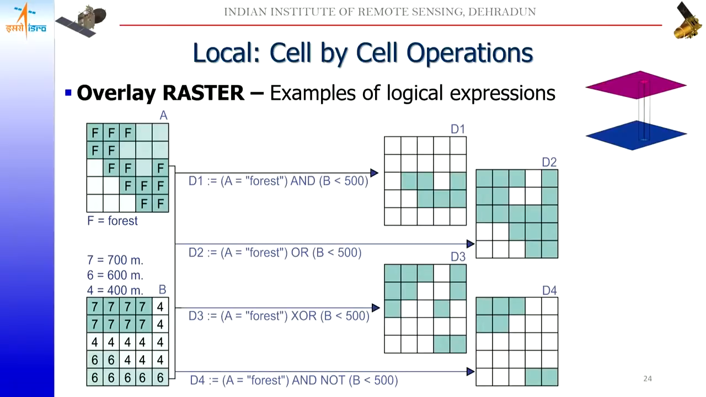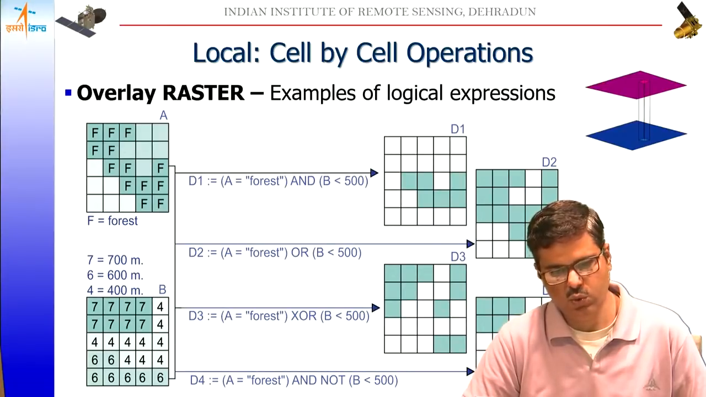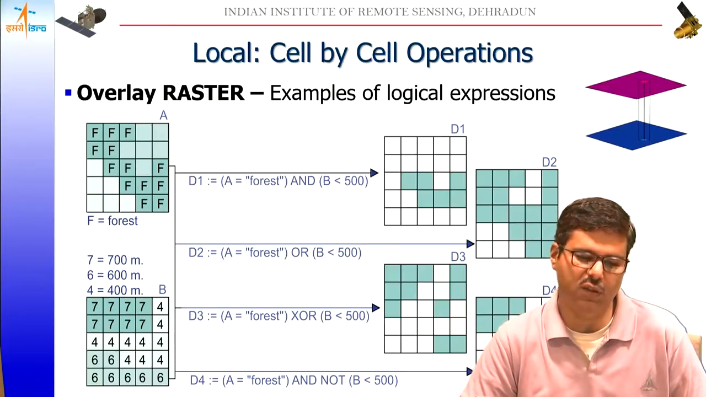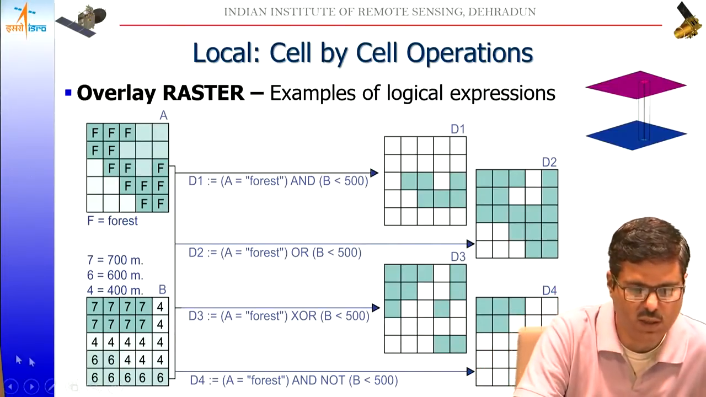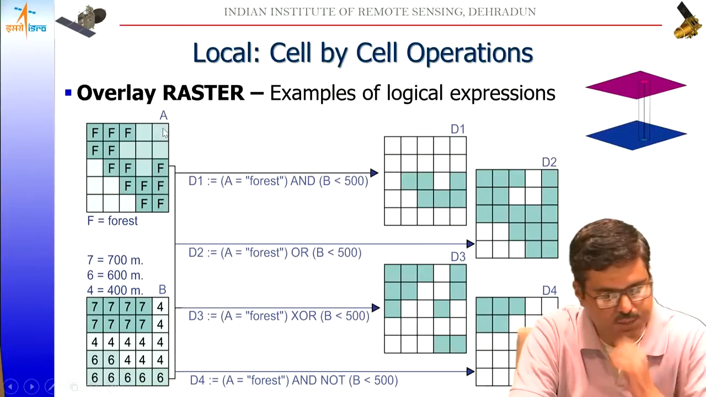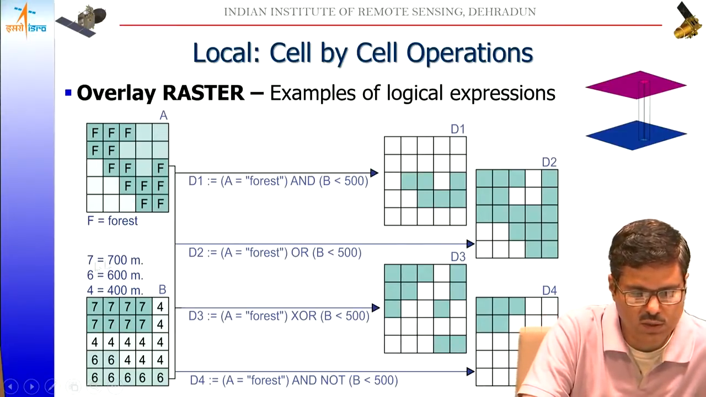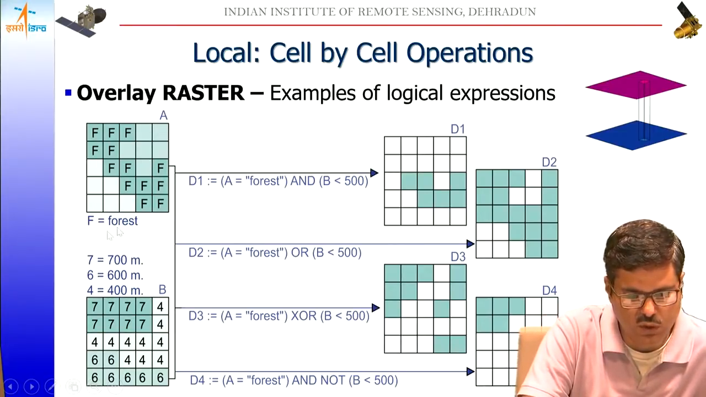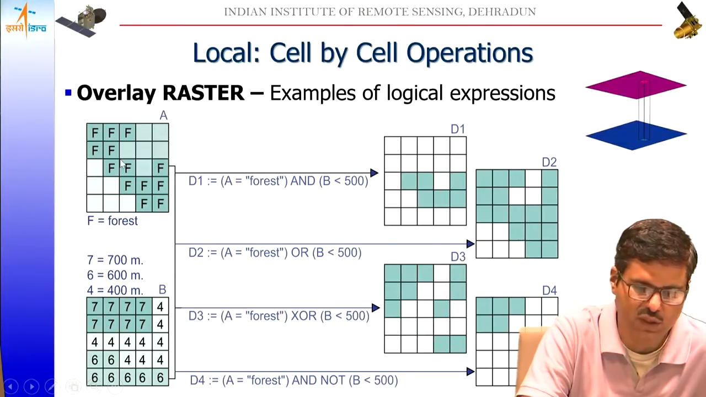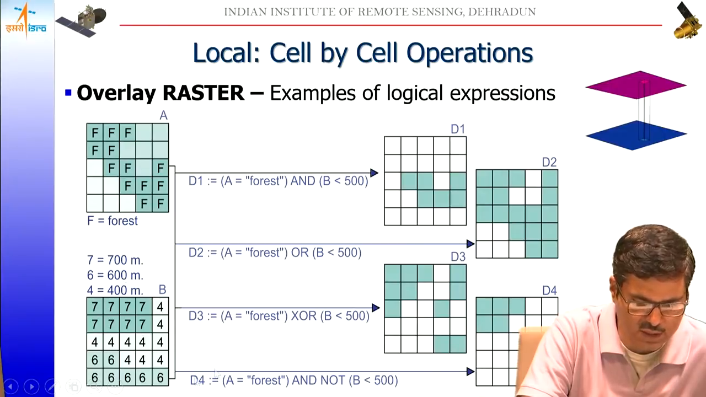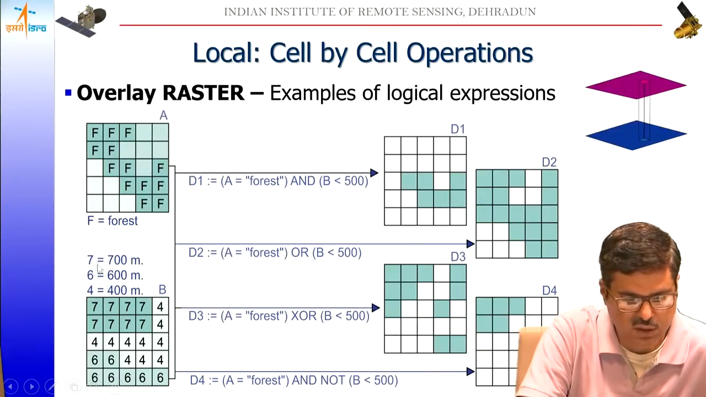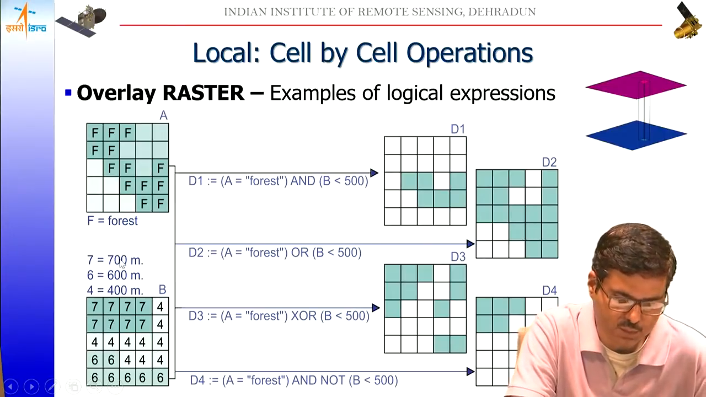Now apart from the arithmetic operators, we can also use logical operators and combine them with relational operators. Let's take an example here. We have two layers, A denoting the forest, where the value F denotes the regions where there are forest areas, and the others are no data values. The second is an elevation layer depicting the values 4, 6 and 7, where 4 denotes 400 meters, 6 denotes 600 meters, and 7 denotes 700 meters.